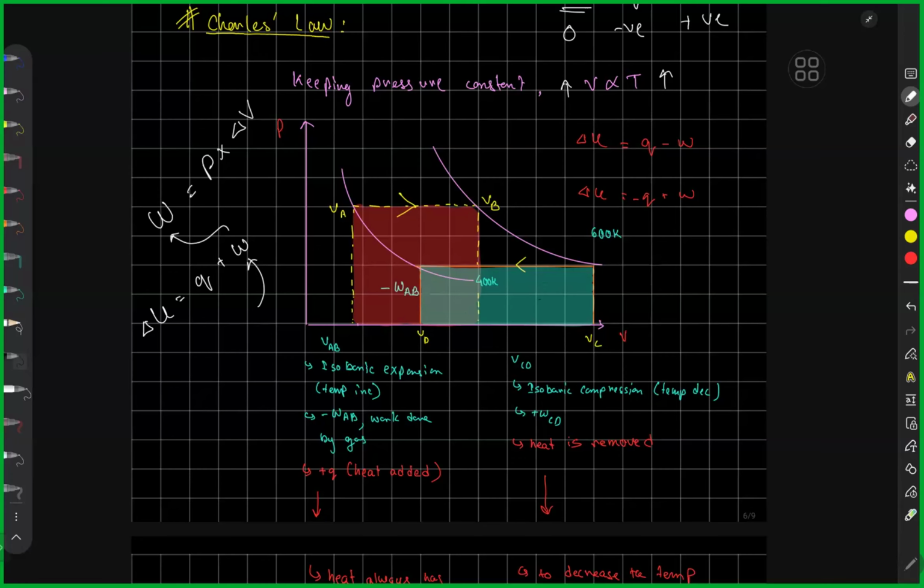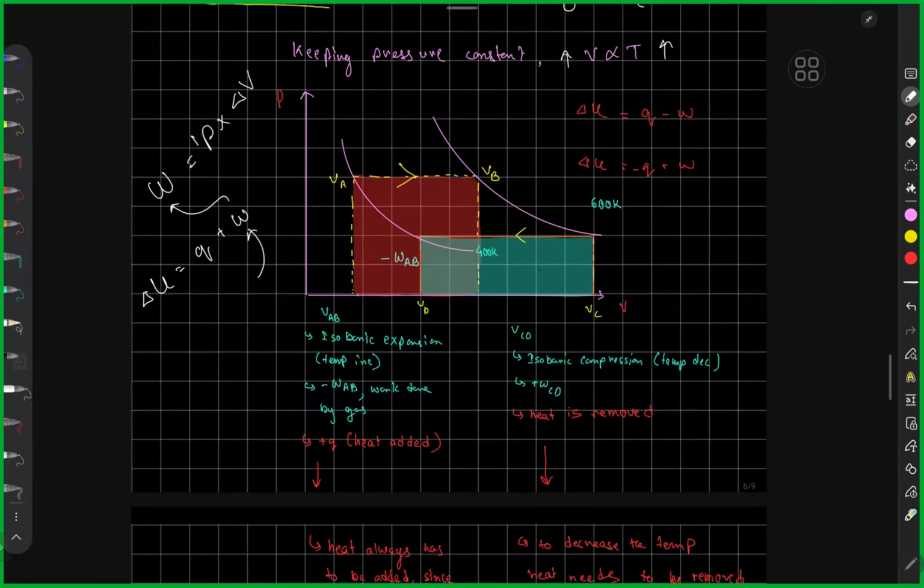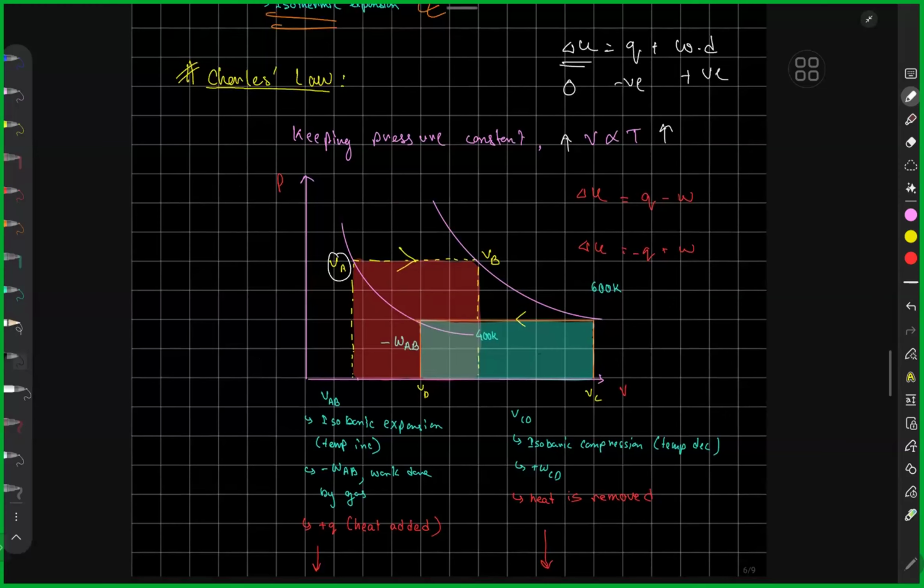So the point is, if my pressure is indeed constant, you can always use this equation. Simple idea. Now look at the red shaded area. I go from VA to VB.